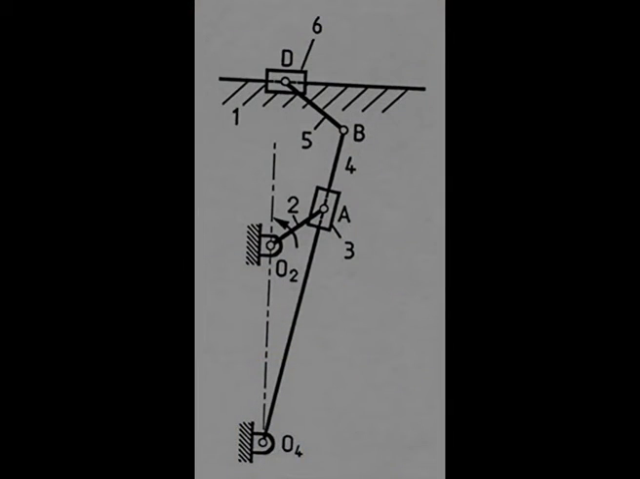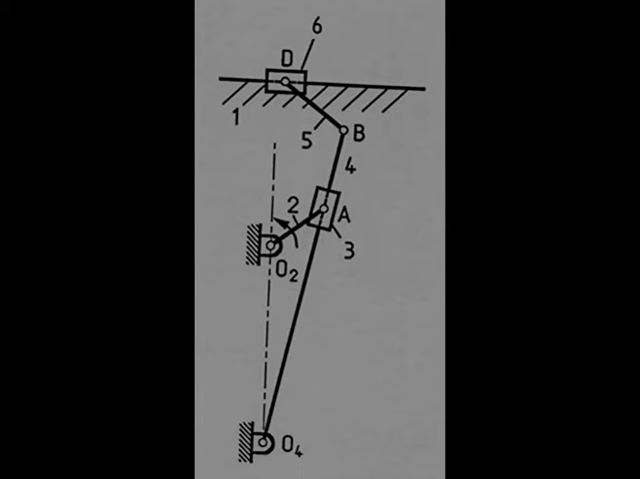This is the kinematic diagram of that 6 link slotted lever mechanism, the model of which we have just seen. Here, this link O2A, that is link number 2, represents the bull gear. Link number 3 is the block which goes up and down in the slotted lever, which is link number 4. Link number 5 connects the slotted lever to the tool holder, which is represented by link 6.